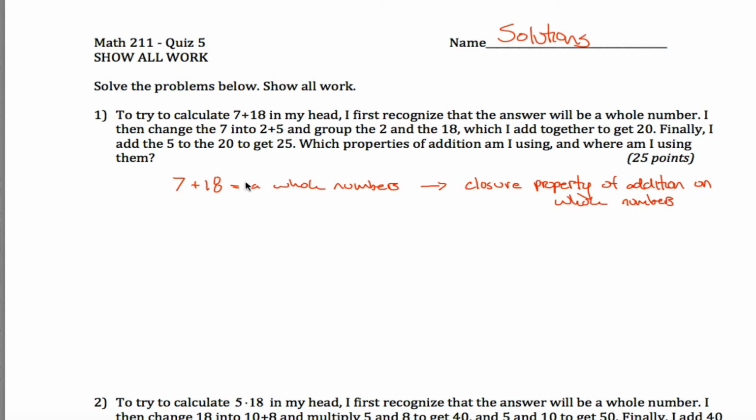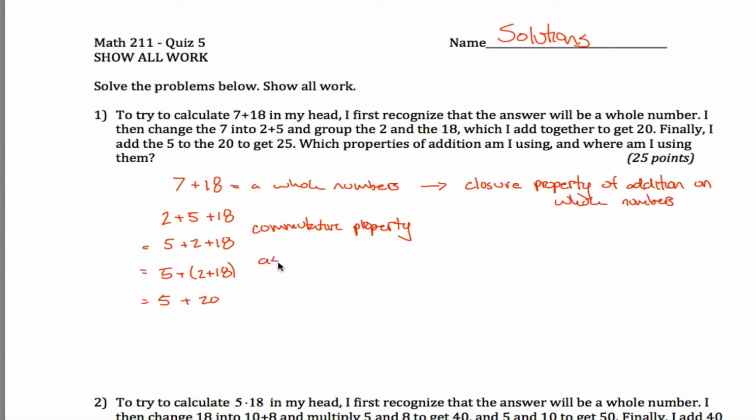Okay, I then changed the 7 into 2 plus 5. So I got 2 plus 5 plus 18. And then I grouped the 2 and the 18. Wait, but the 2 is way over here and the 18 is way over here. So I guess what I have to do is change this so that the 2 and the 18 are next to each other. So maybe I could write it like 5 plus 2 plus 18. And then from here to here would be the commutative property of addition. Commutative property just allows me to switch the 2 and the 5, switch the order that I add things in. But then I group the 2 and the 18, which I add together to get 20.